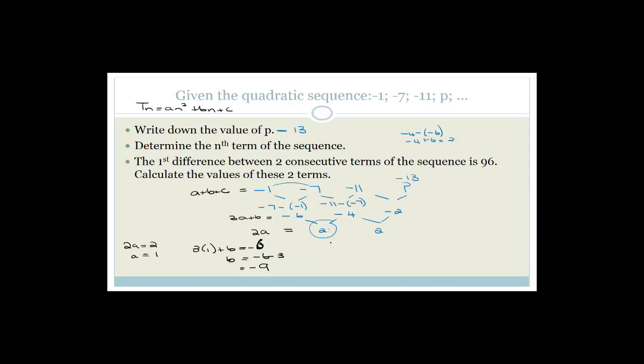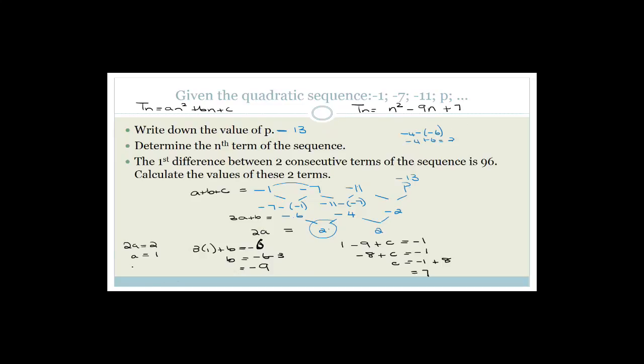And then you've got 1 minus 9 plus c is equal to minus 1. So therefore, this is 1 minus 9 is minus 8, plus c is equal to minus 1. Therefore, c is going to be equal to minus 1 plus 8, which is 7. So my general formula, Tn, is going to be 1 n squared, okay, so the 1 goes away, minus 9n plus 7.